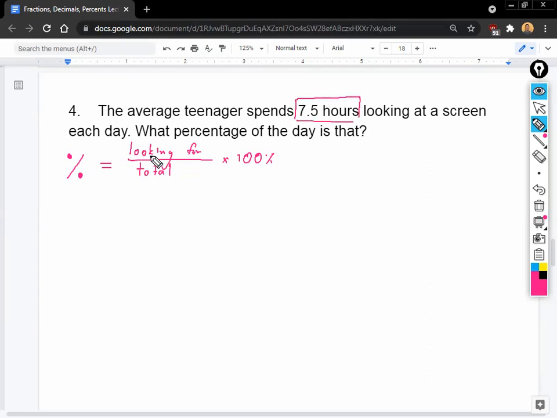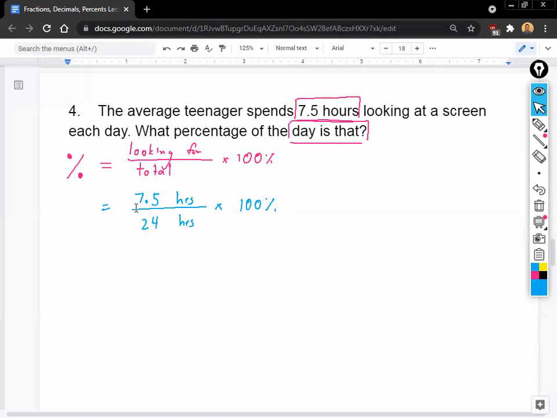Okay, so if we take a look at the problem, it says the average teenager spends about 7.5 hours looking at a screen each day. So what percentage of the day is that? The value that we're looking for is the time that you spend on a screen. So are we going to put that on the top of the fraction or the bottom of the fraction? The top, because that's what you're looking for, right? You're looking for screen time. So we're going to put 7.5 hours on the top. And then we're going to multiply that by 100%. But before we do that, we need to divide it by the total. So what should we put for the total? 24. Yeah, 24 hours.